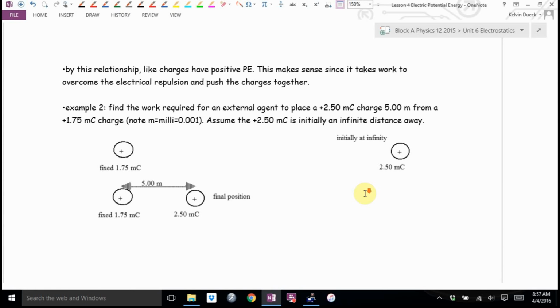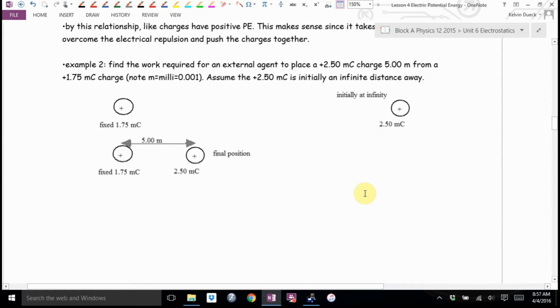Okay? Example 2 says, find the work required for an external agent, little invisible angel, to place a positive 2 millicoulomb charge, milli is going to be 10 to the negative 3, 5 meters from a positive 1.75 millicoulomb charge. Oh, I even wrote there, note, milli equals 0.001. I'm going to go 10 to the negative 3. Assume we're starting an infinite distance away. Again, Jake, in our imagination, we're assuming this one, well, here's the fancy word, we'll say it's fixed. That's our way of saying it's thumbtacked in place. Something's holding it in place. And this one is being moved.